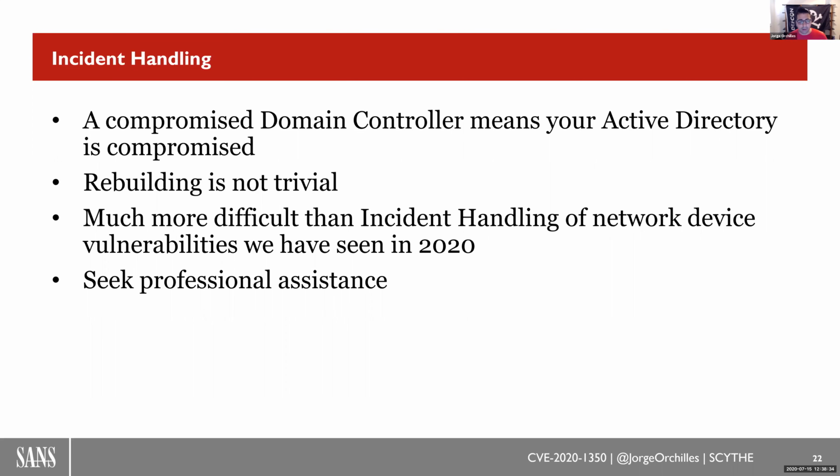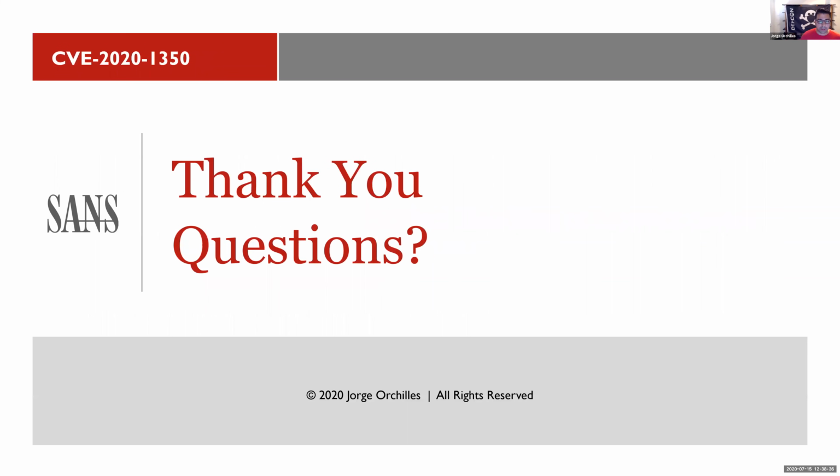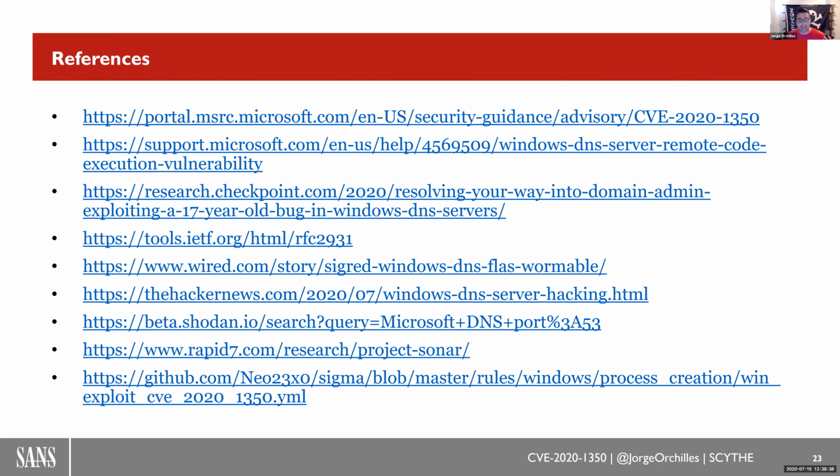So that covers what we have here. Again, I like putting references. So here are all the references: the Microsoft original advisory, the workaround, the Check Point research, the RFC for DNS, Wired's publication of it, that's Andy Greenberg, one of my favorite journalists, Hacker News as well, the Shodan and the Rapid7 lookups, and the Sigma rule there.